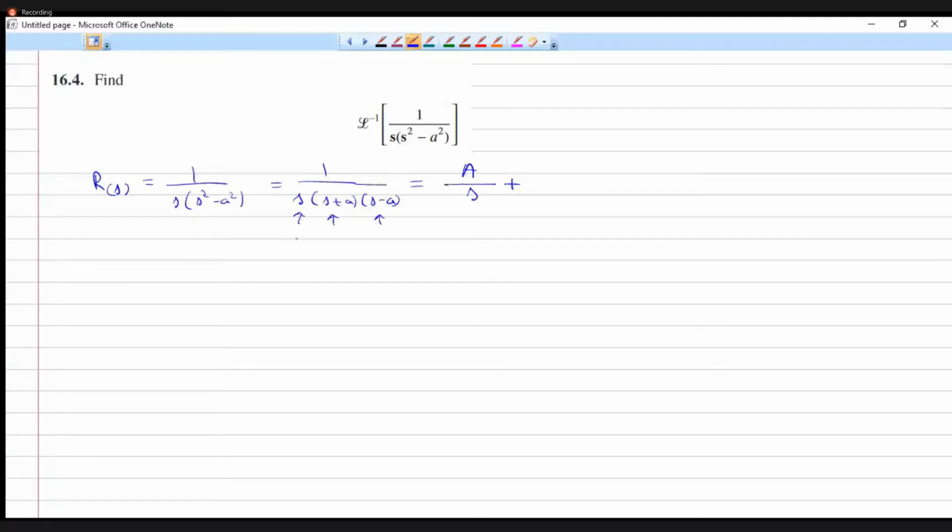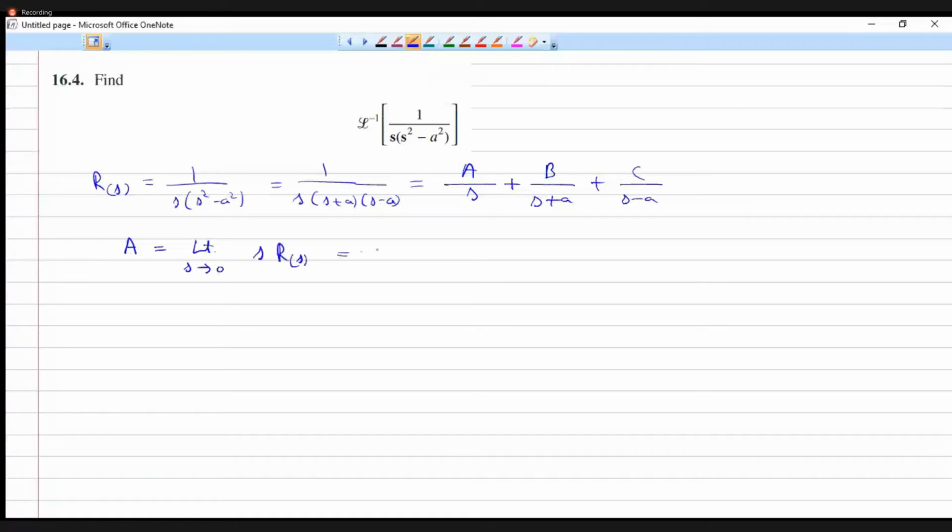So the poles are s is equal to 0, s is equal to minus a, and s is equal to a. So we can write this as a by s plus b by s plus a plus c by s minus a. Once you write this, then you can evaluate what are these quantities a, b, and c. This method we have already studied. So in order to find a, a is equal to limit s tending to 0 of s into r of s.